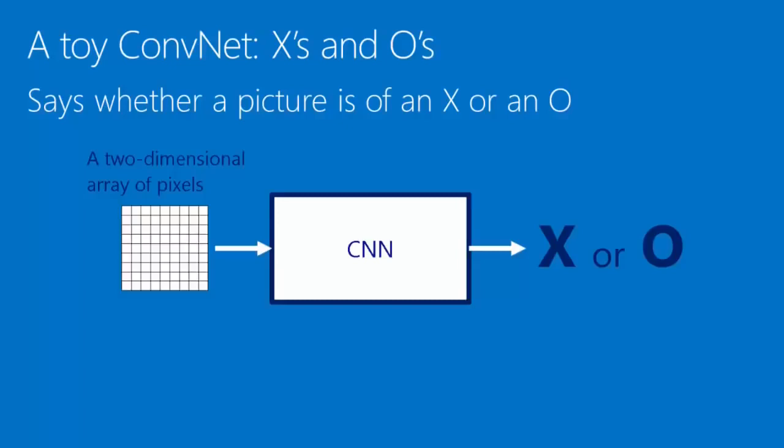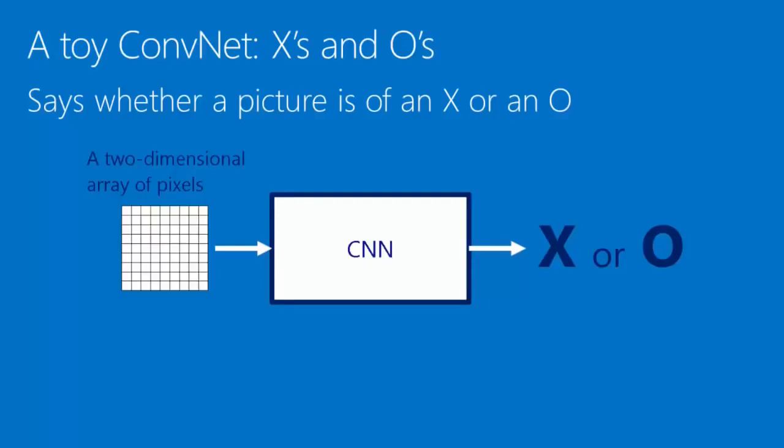So to illustrate these, we'll talk about a very simple toy convolutional neural network. What this one does is takes in an image, a two-dimensional array of pixels. You can think of it as a checkerboard, and each square on the checkerboard is either light or dark.